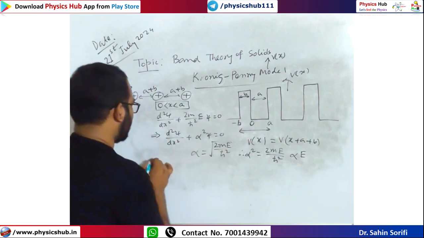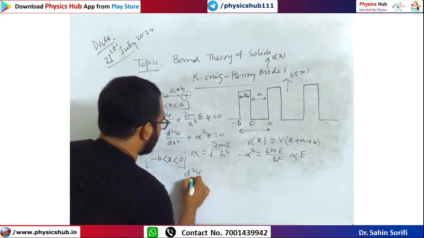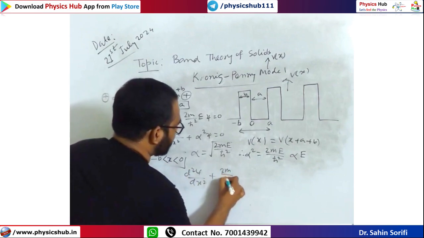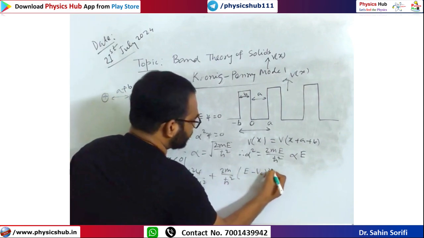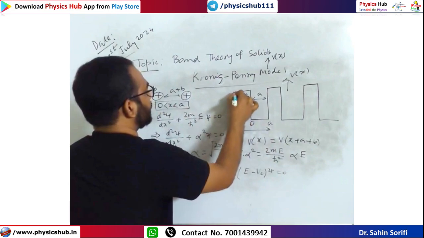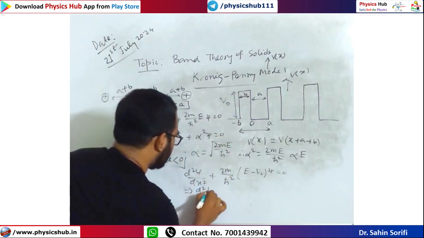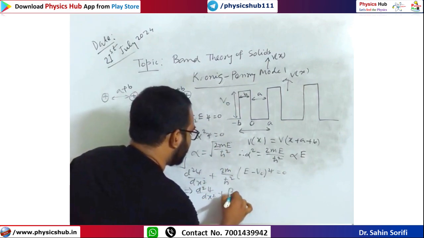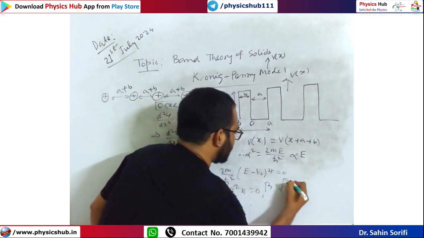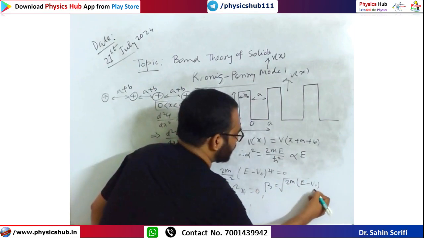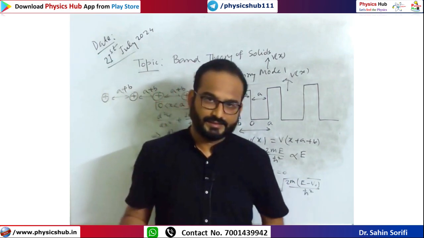For the region minus b less than x less than 0, we'll have d square psi by dx square plus twice m by h cut square times E minus V naught, psi is equal to 0, where the height is V naught. This is written as d square psi by dx square plus beta square psi equals 0, and here beta is root over twice m times E minus V naught by h cut square. So beta square is twice m times E minus V naught by h cut square.